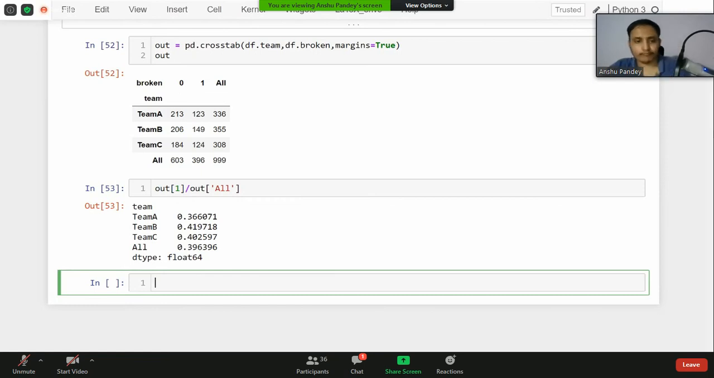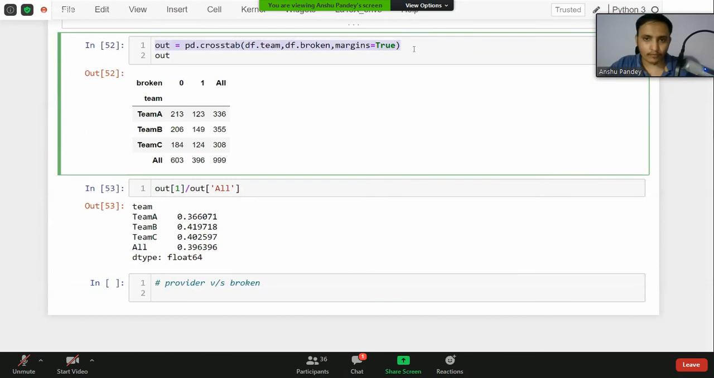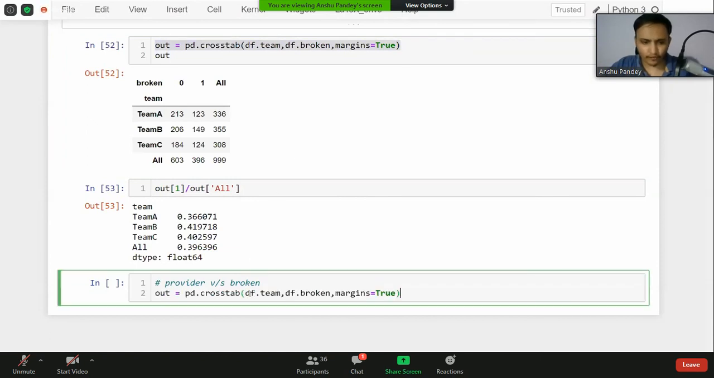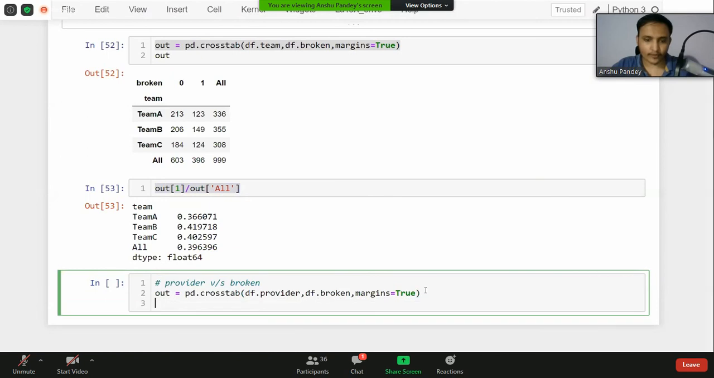Next is, let's say you want to do similar stuff for provider versus broken. So we can again do it in a similar way. We can draw a similar graph, or maybe we can also do cross tabbing like this, and look at the percentage.